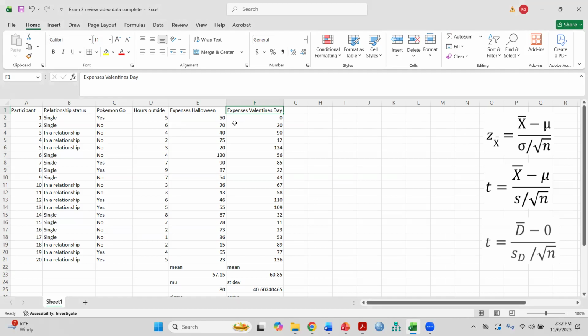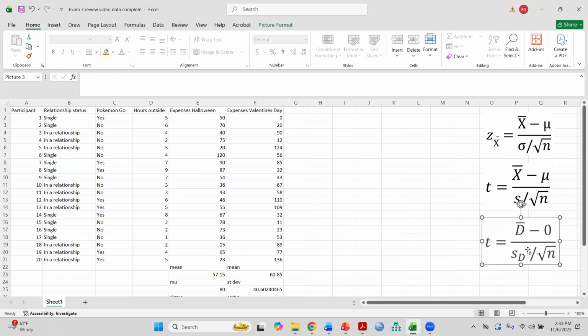And so if we're comparing across two different variables or even two different time points within the same group of people, that is a dependent samples t-test or a related samples t-test or a paired samples t-test. All those things mean the same thing, right? Okay. So we've already calculated the means for these things, which is cool.